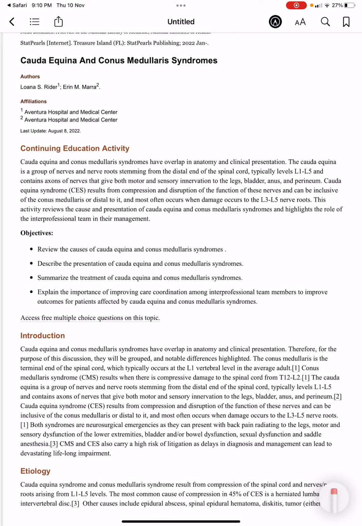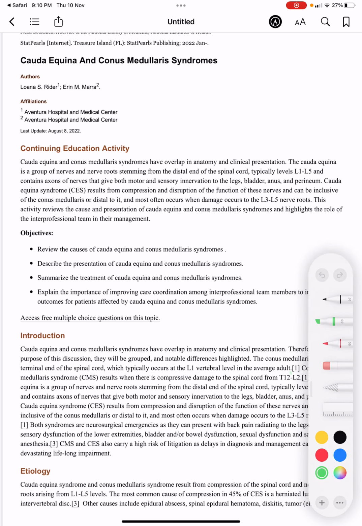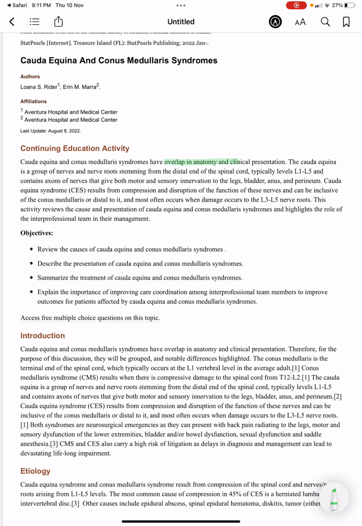Cauda equina and Conus medullaris syndromes, authors Ryder and Mara from Aventura Hospital and Medical Center. Cauda equina and Conus medullaris syndrome have overlap in anatomy and clinical presentation. So, what do they have? They have the overlap in anatomy and clinical presentation.